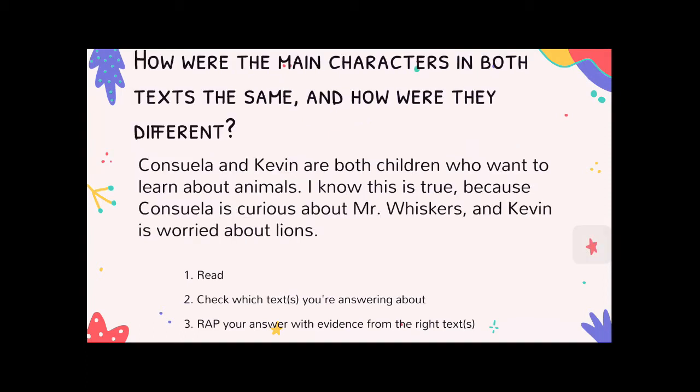Let's do two more. How were the main characters in both texts the same, and how were they different, says the question. Otis's answer: Consuela and Kevin are both children who want to learn about animals. I know this is true because Consuela is curious about Mr. Whiskers, and Kevin is worried about lions. What step or steps did our fearless adventurer Otis forget here? It's a little tricky. See if you can figure it out.